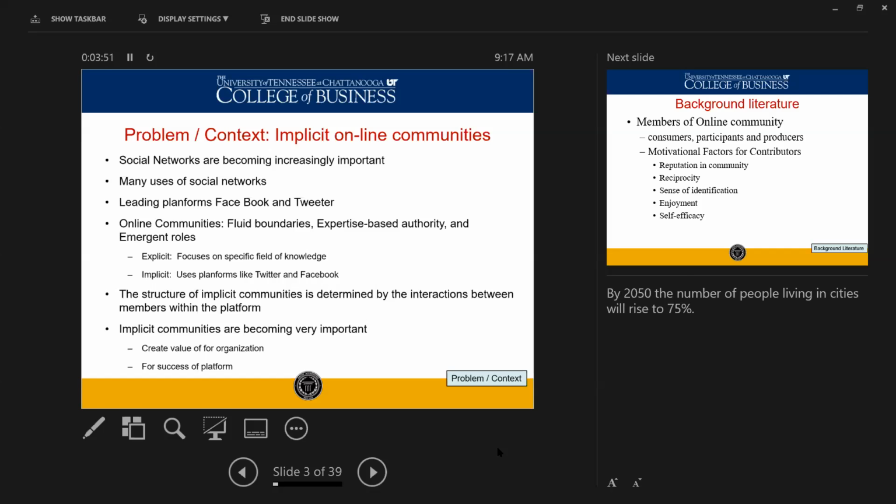And they obviously are also helpful for the success of the platform itself, because it increases the user engagement in the platform, and the platform makes more money, like Twitter and Facebook. So obviously they're already doing very well.